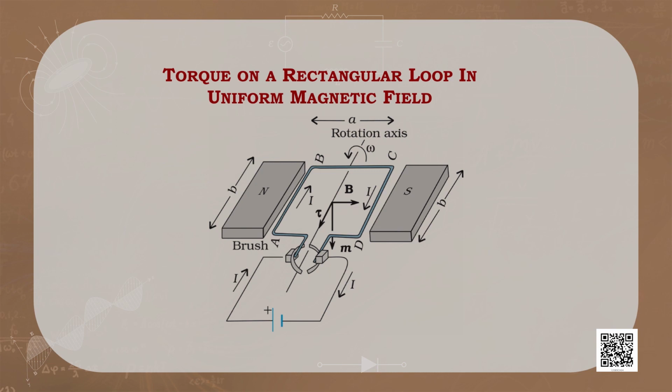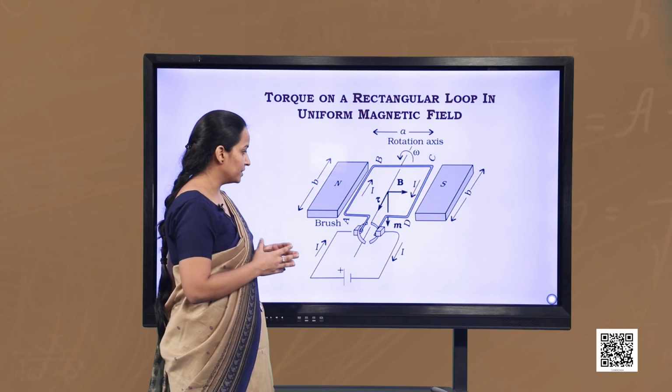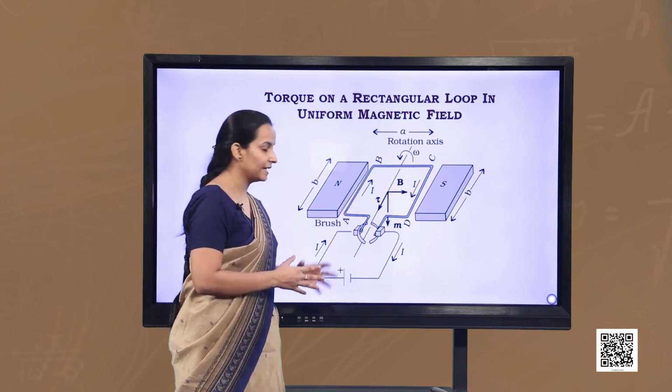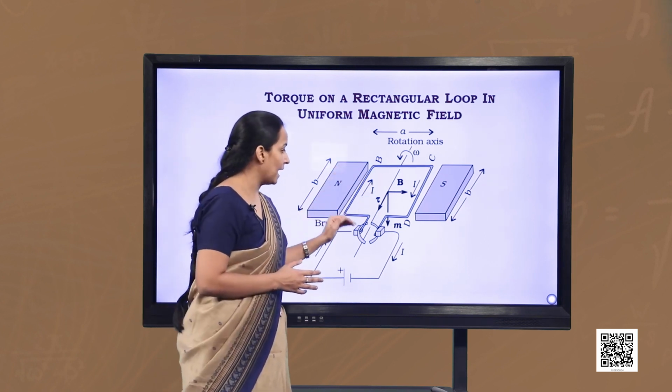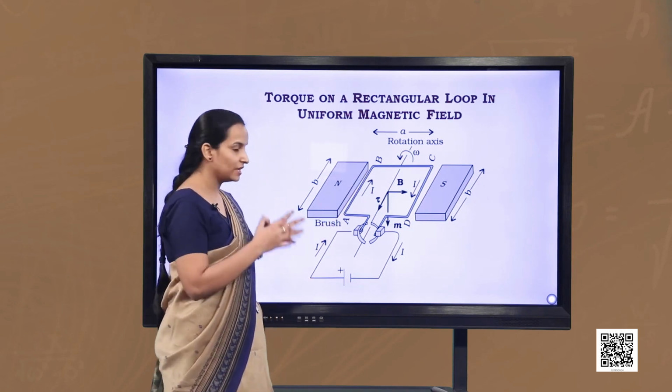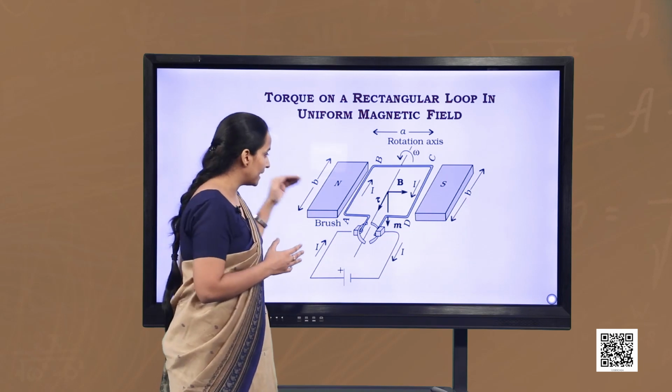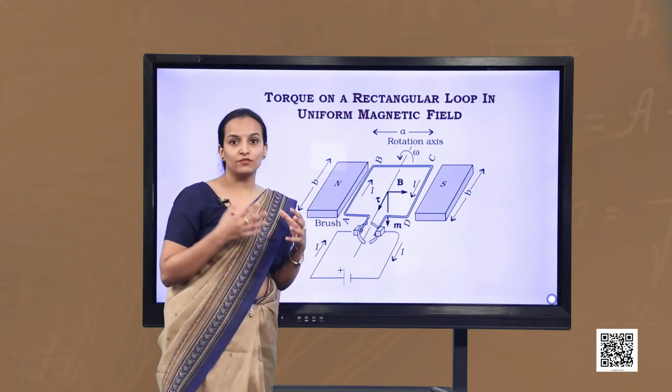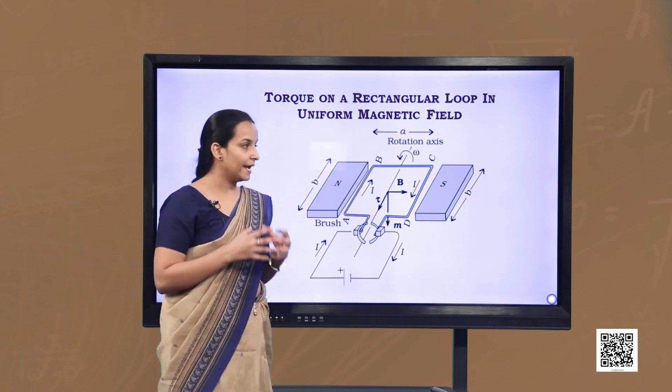Let's begin with the simple case. Here in the given diagram, loop ABCD is placed in a uniform magnetic field, and its plane lies in the plane of the magnetic field. First of all, we have to find out the force on BC and AD. The current elements of these two arms are in the direction of the magnetic field, so they will not experience a force at all.